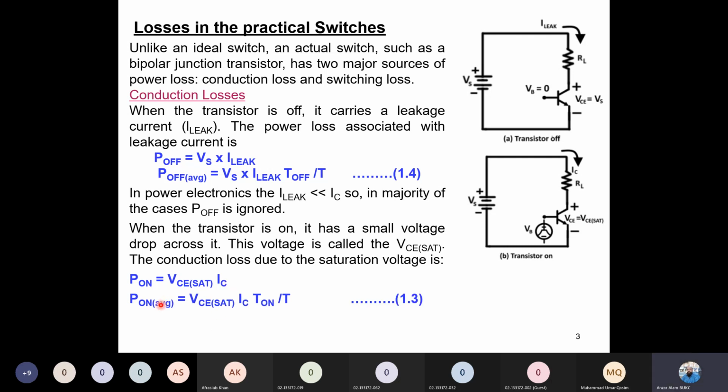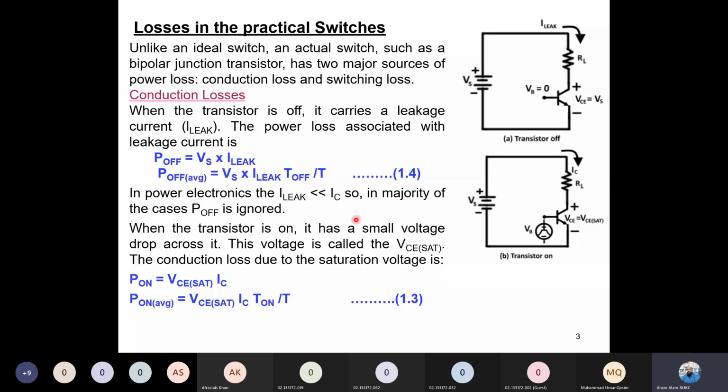And again, to calculate the average, we have to divide by time on by total time. So we end up with this. So we get equation number 1.3 and 1.4. In this book, I think this part is described first, so that's why this equation is given 1.3, and this part is described later on, so this was given 1.4, but it does not make any difference. I described first for the off period and then for the on period.